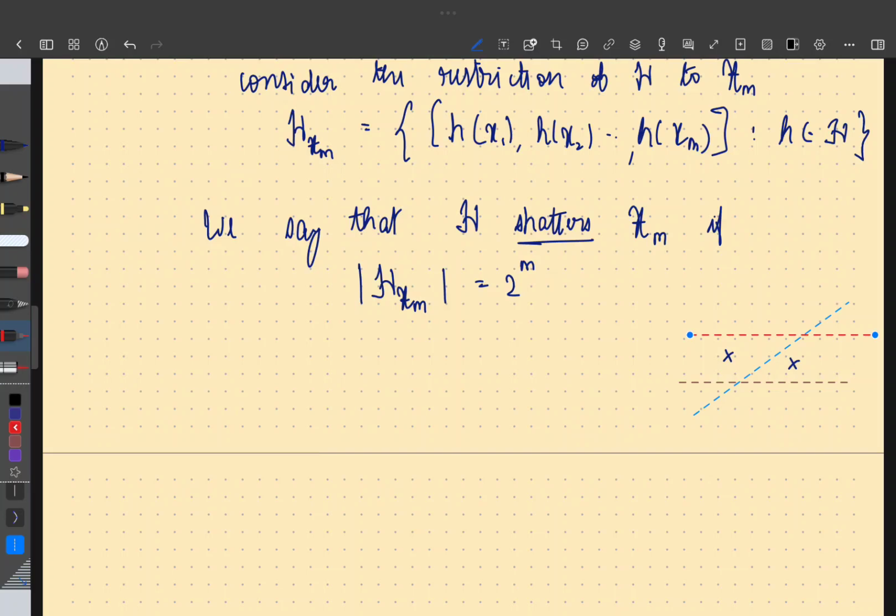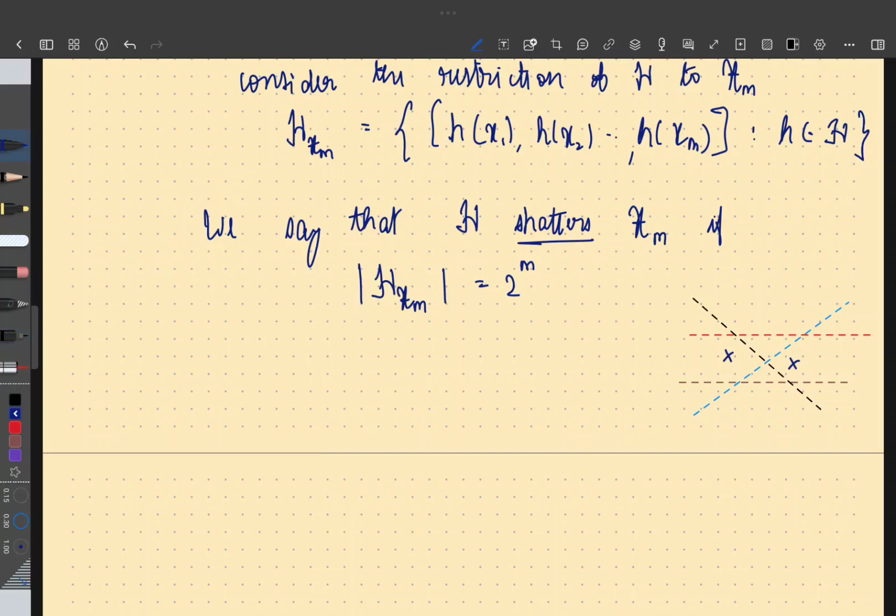I can obtain all possible labelings by varying across the hyperplanes. Right. I can obtain 0, 0, 0, 1, 1, 0, and 1, 1. So if I take the space of all possible linear classifiers and I take any 2 points in R2, then H shatters this particular pair of points. Okay, is that okay?